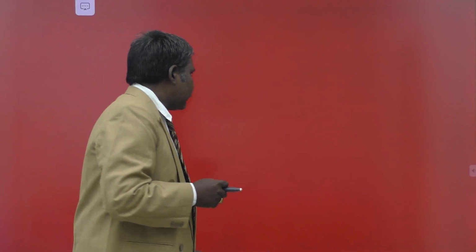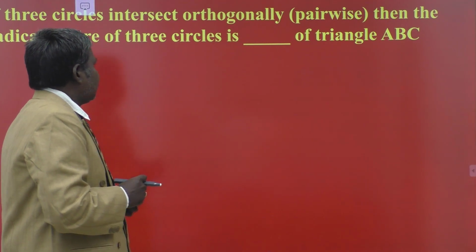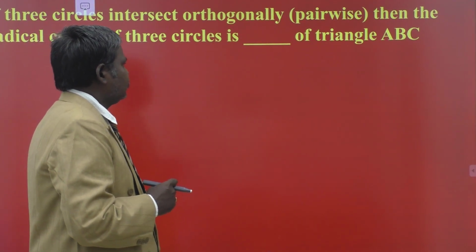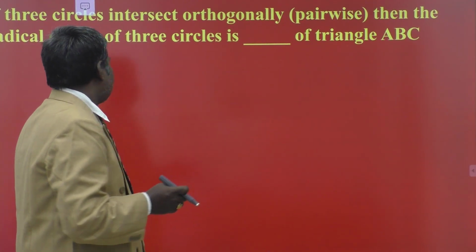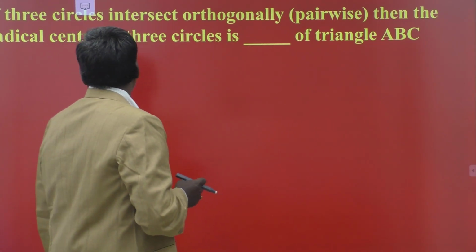Hello students, we are doing the problems related to the radical center and radical axis. So let us see the problem here. Three circles intersect orthogonally, that is, pairwise. Then the radical center of the three circles is dash of the triangle ABC.